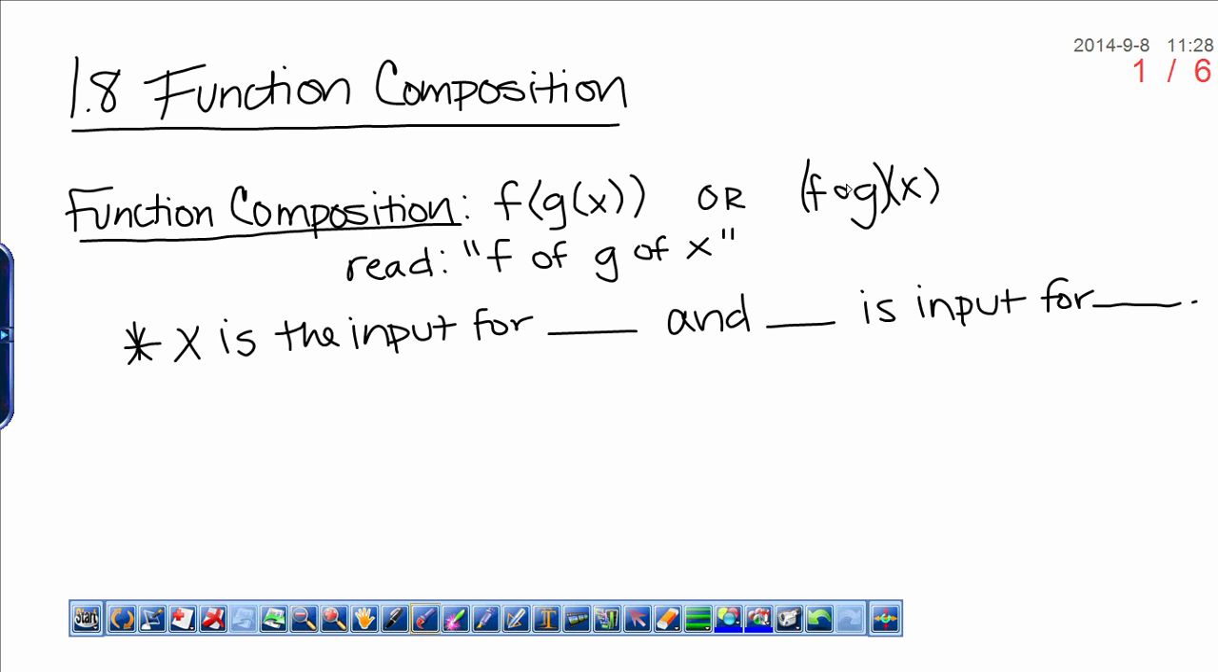So I want you to think for a minute. If I asked you to do f of x, what is the input? x, and we plug it into the function f. This is the same idea. x is still the input for g of x. Think of it as its own inside function. But then all of g of x is the input into what? f. Good.